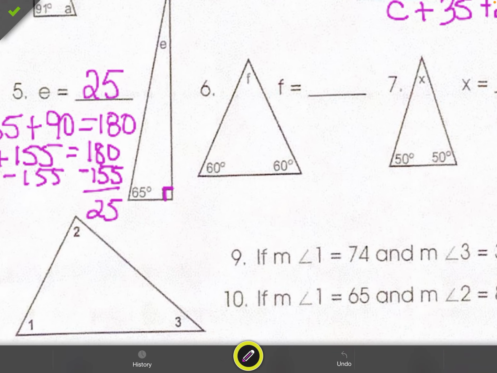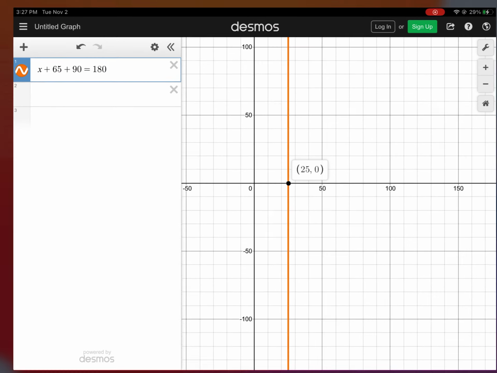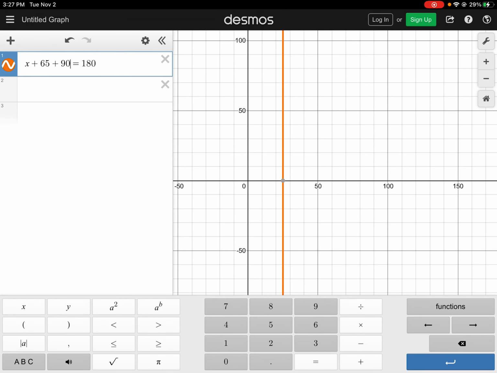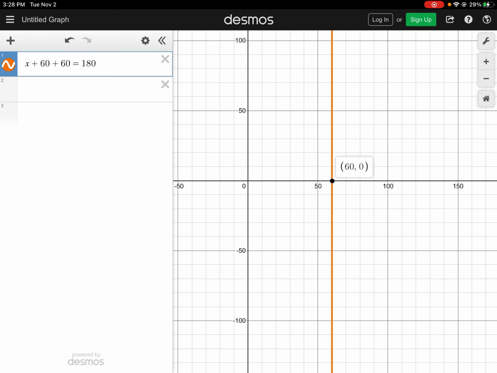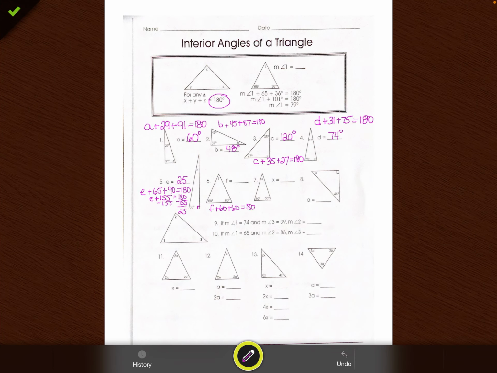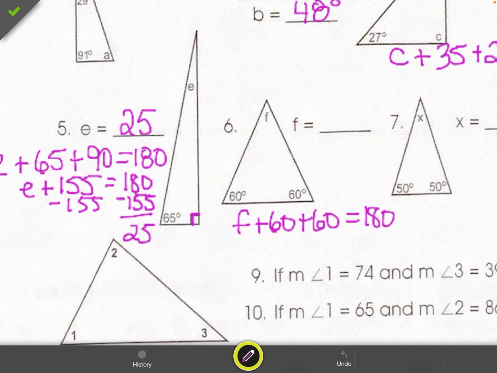All right, number 6. First angle is F, plus second angle is 60, plus third angle. We know they add up to 180. Again, always use X in Desmos so that it will do the graph. So it was 60 plus 60. Oh, turns out to be 60. So this is actually your equiangular triangle, right? If all 3 angles are 60, it's equiangular, which means it's equilateral from the other day.